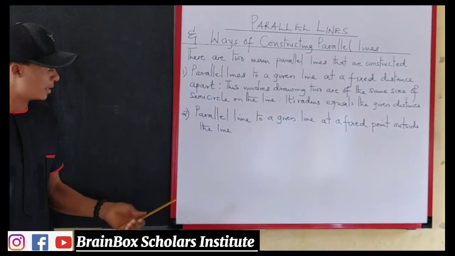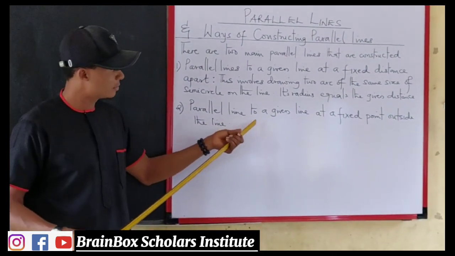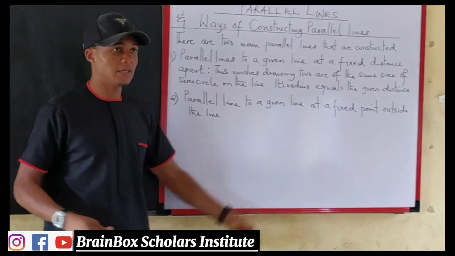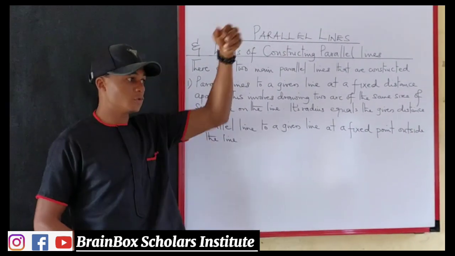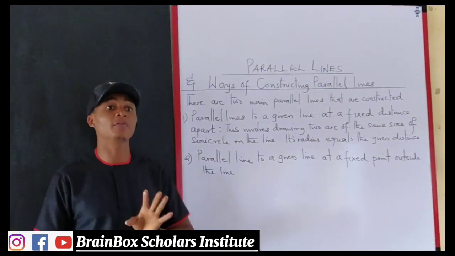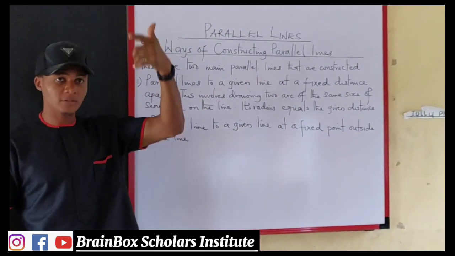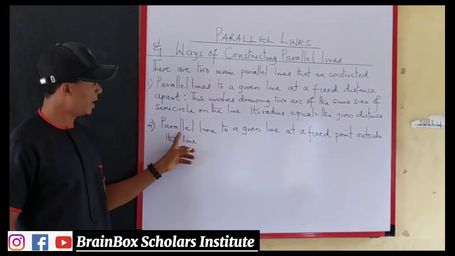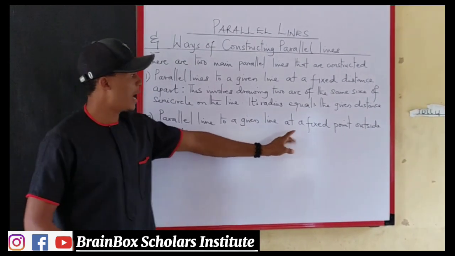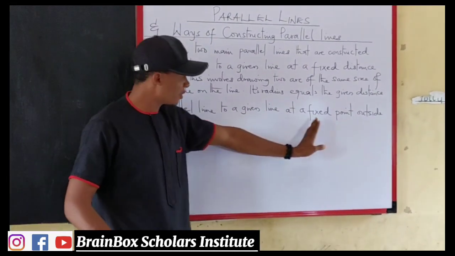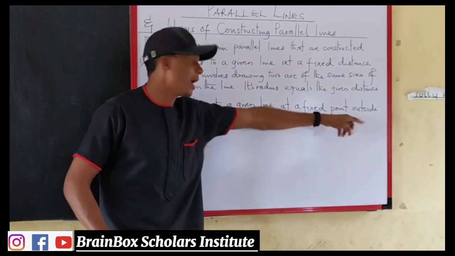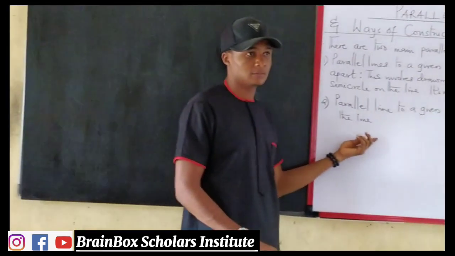The second one is a parallel line to a given line. That means draw a parallel line to a given line. That means a line will be provided. You now draw what? A parallel line. So a parallel line to a given line at a fixed distance, at a fixed point outside the line.